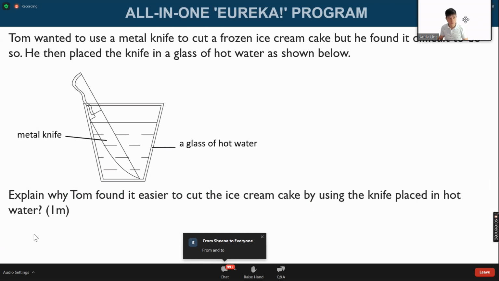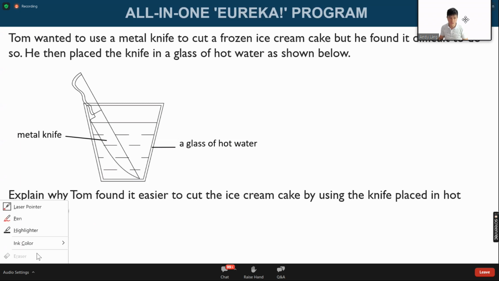Tom wanted to use a metal knife to cut a frozen ice cream cake, but he found it difficult to do so. He then placed the knife in a glass of hot water as shown below. Explain why Tom found it easier to cut the ice cream cake by using the knife placed in hot water.